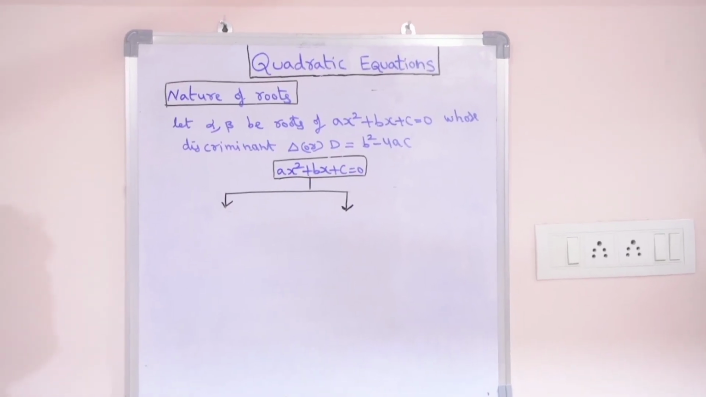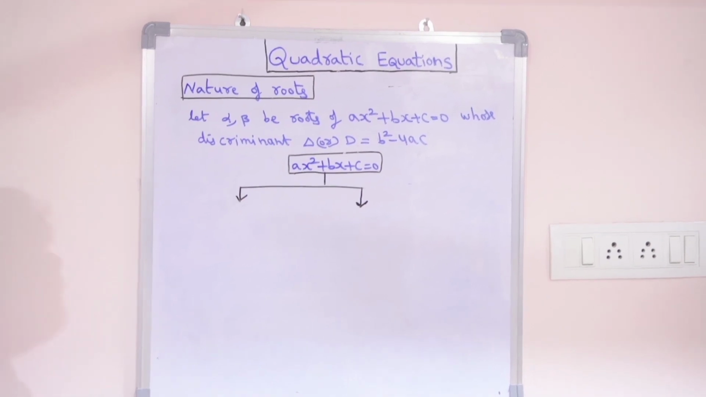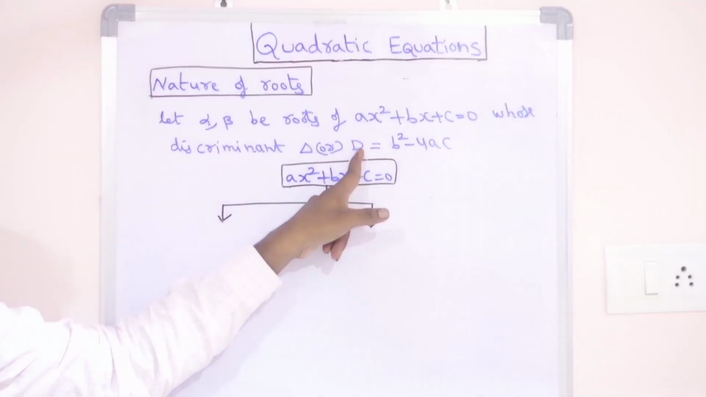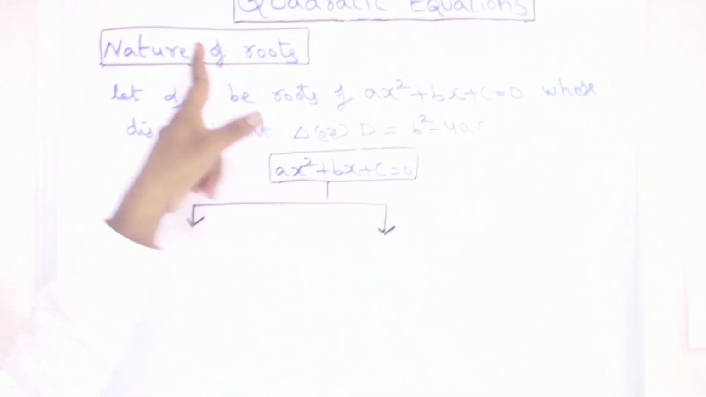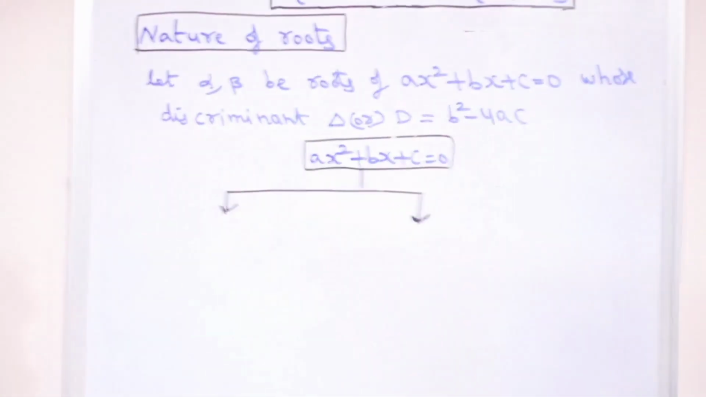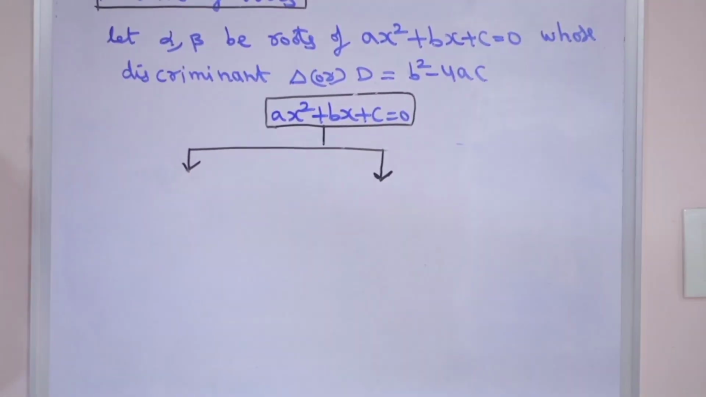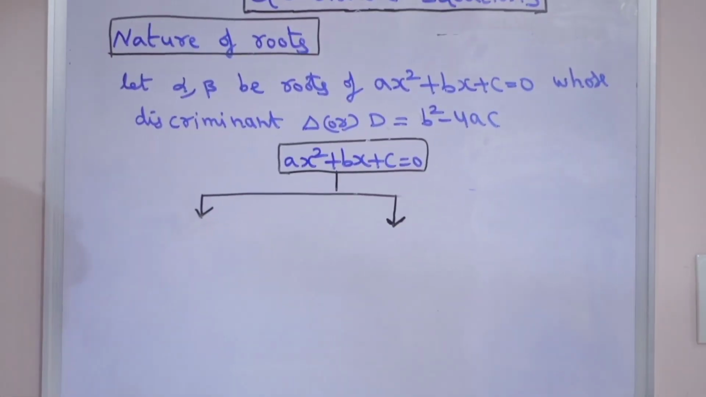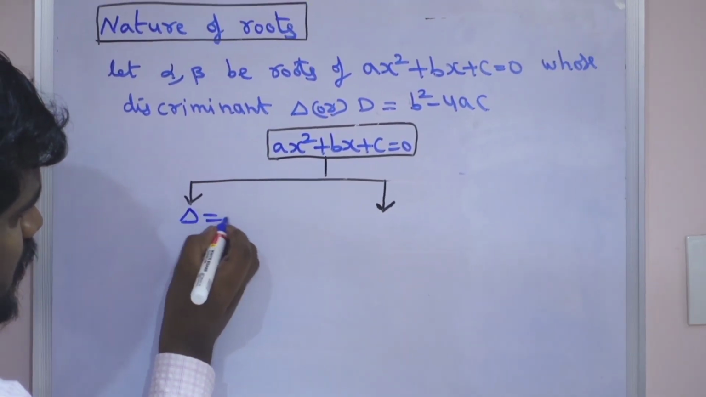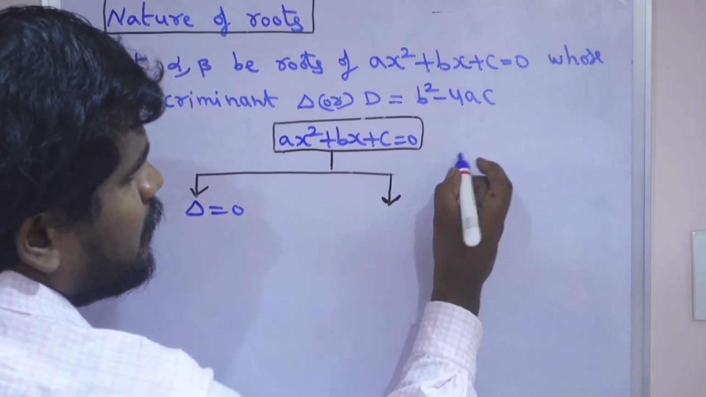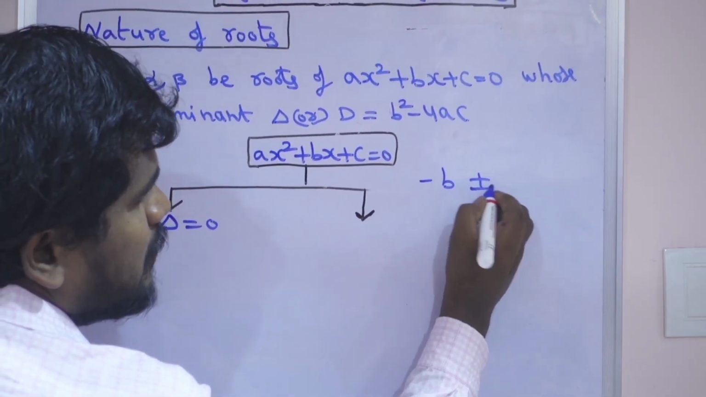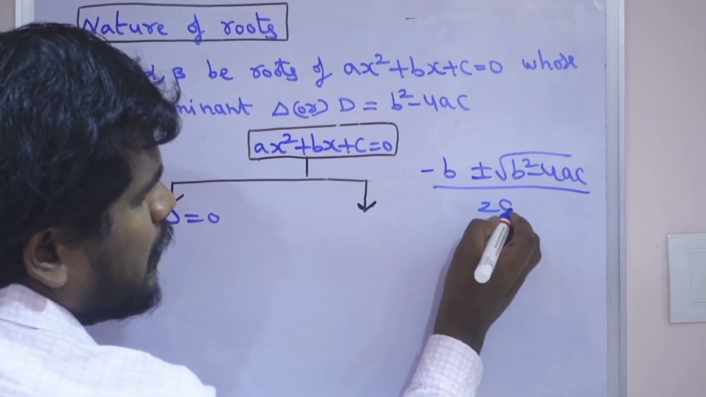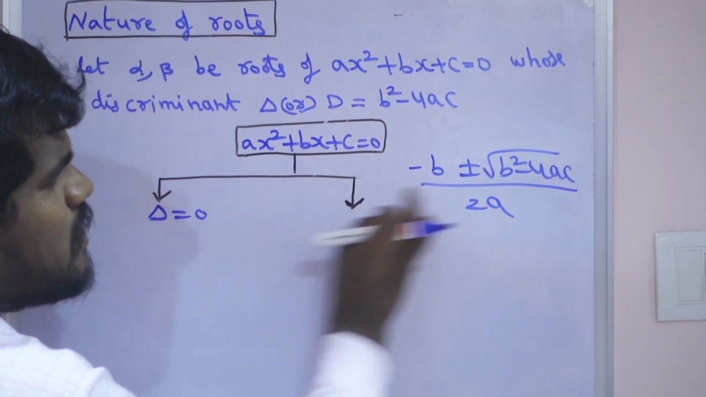Now nature of the roots. Let alpha, beta be the roots of the equation ax square plus bx plus c is equal to 0, whose discriminant delta is equal to b square minus 4ac. Nature of the roots depends upon the delta. So we have two cases for this delta: delta not equal to 0 and delta equal to 0. Suppose I am taking delta equal to 0. Delta equal to 0 means we have the formula for the roots, minus b plus or minus root over b square minus 4ac by 2a.